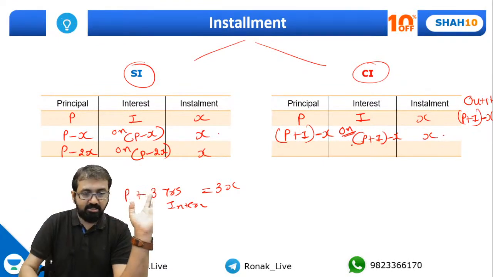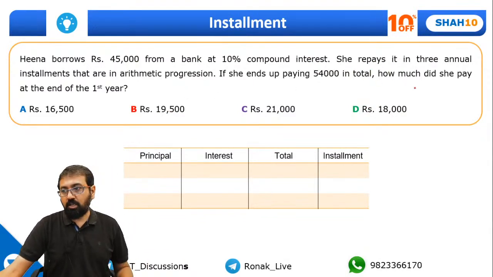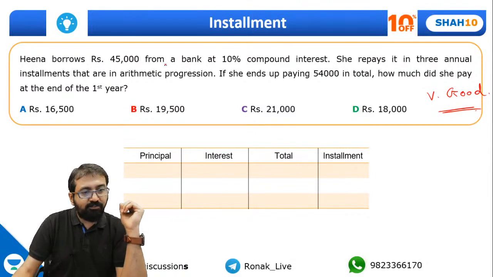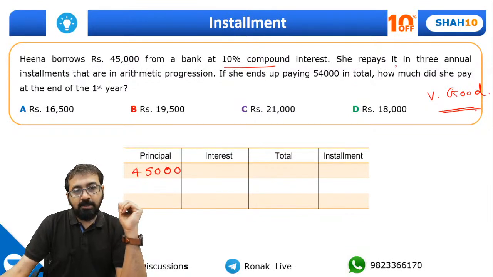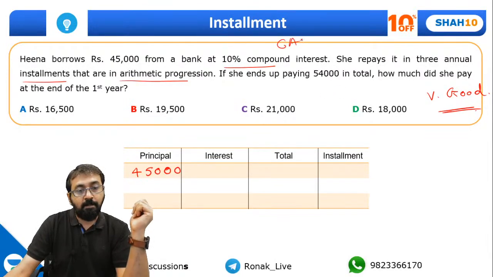Okay guys, fine. So now this is a very good question, and let me do it quickly. This is the last question of our session. So Hina borrows 45,000 from a bank at 10% compound interest. She pays it in 3 annual installments that are in arithmetic progression. Okay, this is a CAT question.